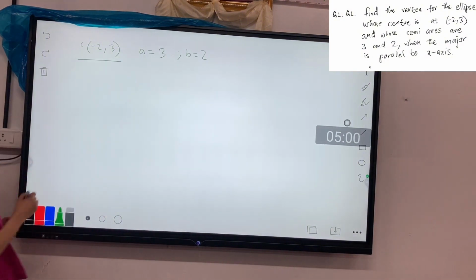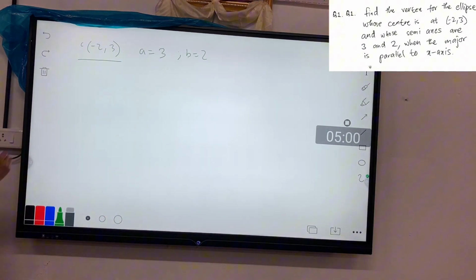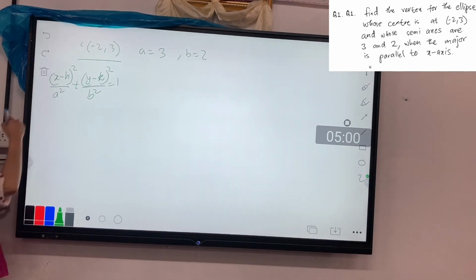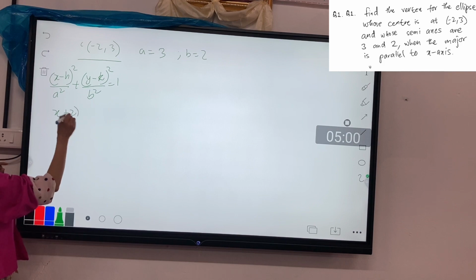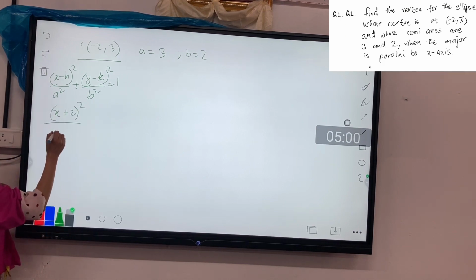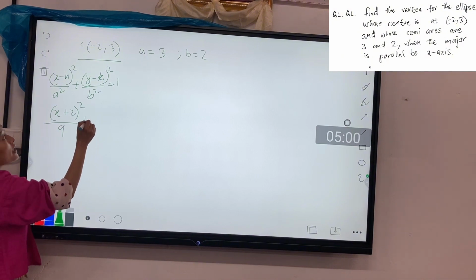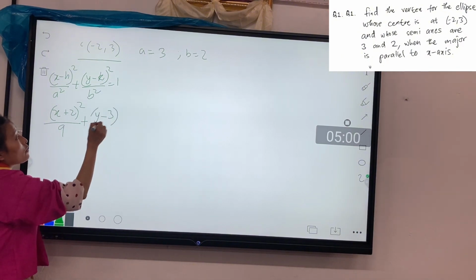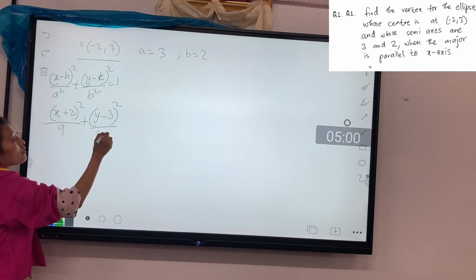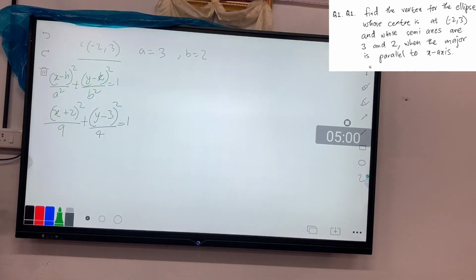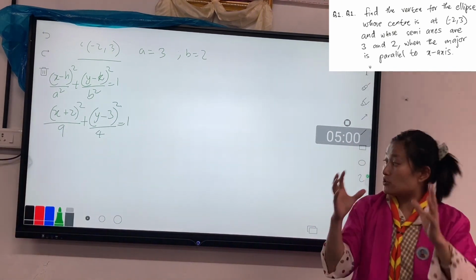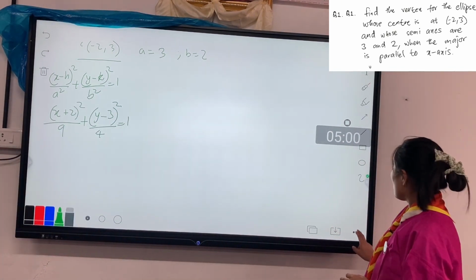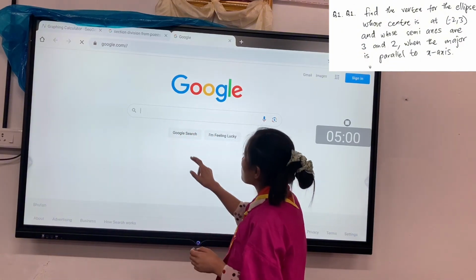Because your center is not at the origin, you have this formula for the ellipse, right? So you have x plus 2, am I correct? Yes. Whole square divided by, what is a square? 9. Okay, a is 3, so it's 9, plus y minus 3 whole square over what is b squared? 4, equals 1. Okay, this is the equation. Now, if I have to plot this, let's try to see the equation using GeoGebra.